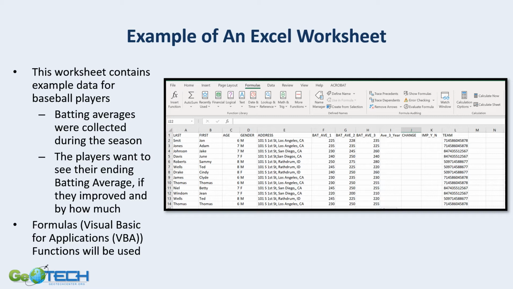So here's an example of a worksheet, and this just happens to be data that are batting averages for some players, collected during the season. Batting average was recorded at the start, in the middle, and the final. For each of the players, they want to know what their final average is, if they improved, and by how much they improved. You'll notice there are 3 columns there: average 3-year, change, and improvement, yes or no. We're going to fill those in using formulas based on Visual Basic for Applications using functions.